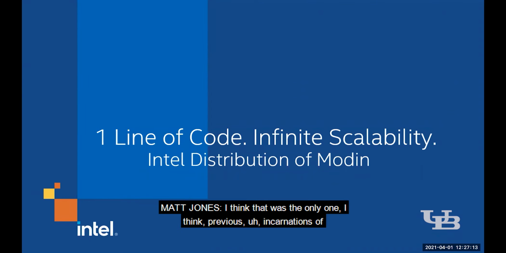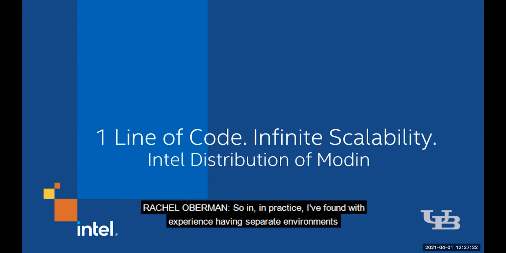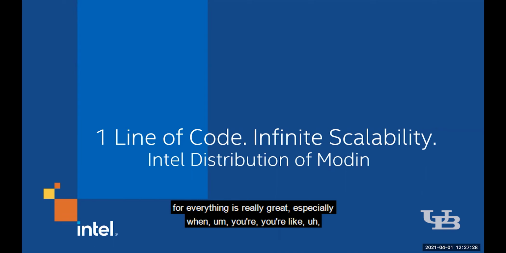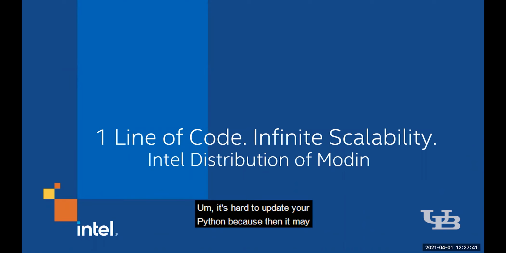I think previous incarnations of the Intel Python distribution before oneAPI also recommended the separate environment method for installing it. In practice, as I've found with experience, having separate environments for everything is really great, especially when you're creating a new environment with a lot of installs, and say there's another version of Python that just came out. It's hard to update your Python because it may conflict with the already existing packages in that environment. So I find conda environments to be really nice and really isolated, in order to avoid those problems from happening.